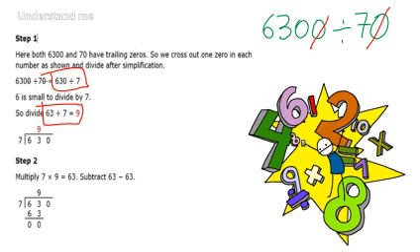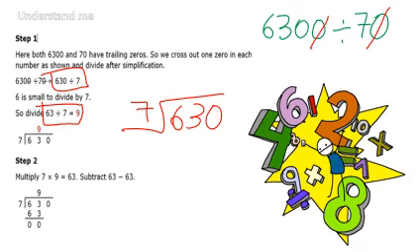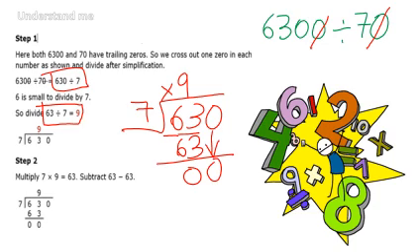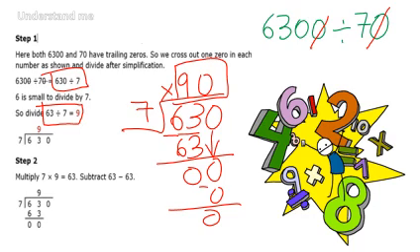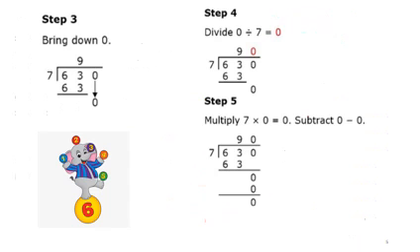So as we learned, 630 divided by 7. Of course, I'm going to take the 63 because 6 is smaller than 7. So now 7 times 9 is 63. We subtract. What's left is 0. So we bring down the 0. 0 divided by 7 is 0. So 7 times 0 is 0. And you subtract. The quotient is 90. And we have a 0 in the quotient.